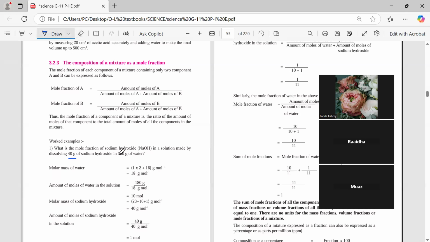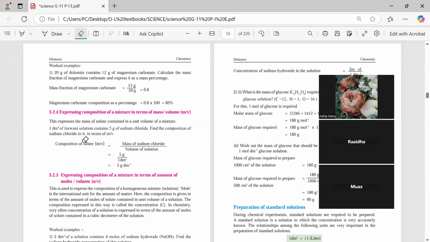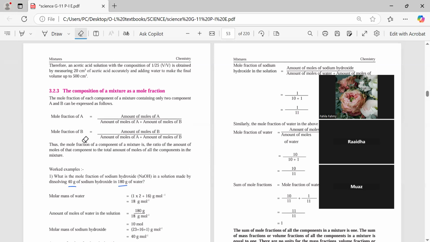They have given you the masses. So in case I tell you mass fraction, the sum is way too easy, no? All you have to do is get the mass fraction of sodium hydroxide, 40 divided by 180. 40 divided by 220. Make sense? But miss, how did I get 220? 180, you have to add the 40. Ah, yeah, you forgot.